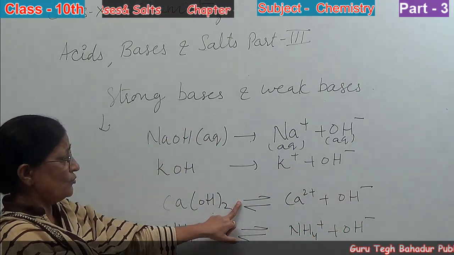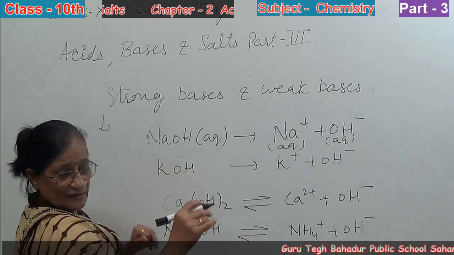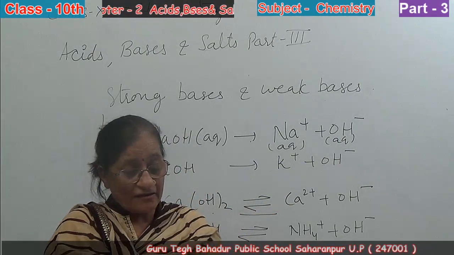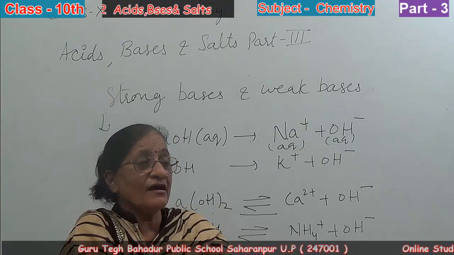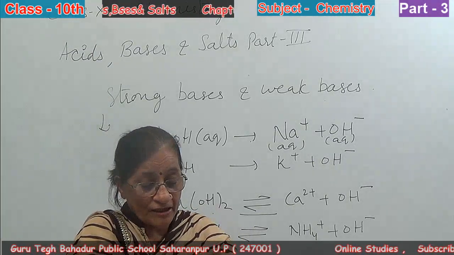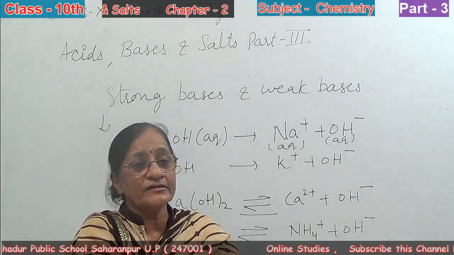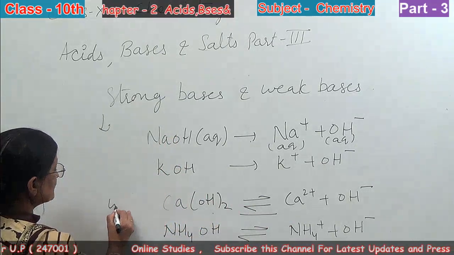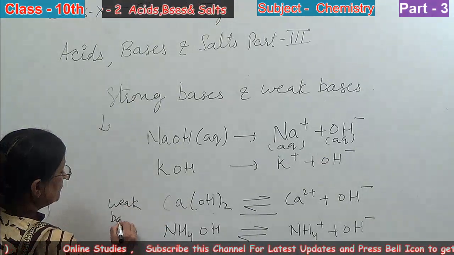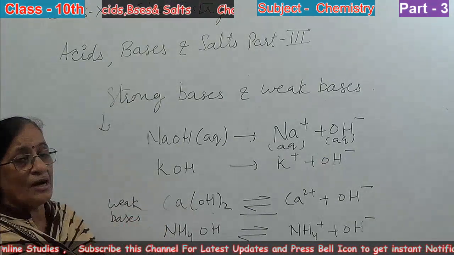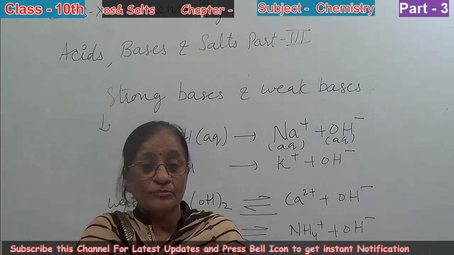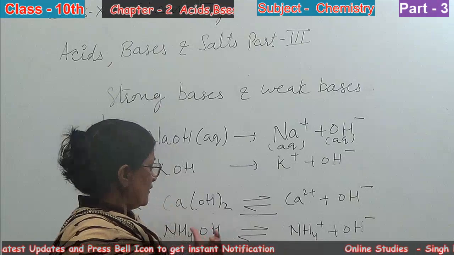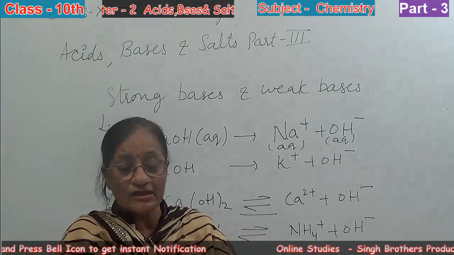Here you are seeing this sign. This sign means that the ions formed can combine to form hydroxide again. So, in examples of weak bases, we put this sign as they again combine to form the hydroxide. When they dissociate, firstly they dissociate and then again they form the hydroxide.